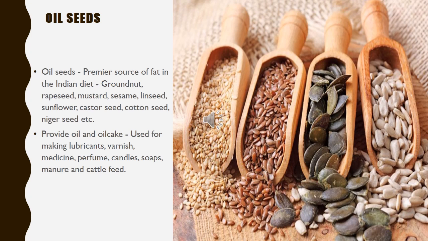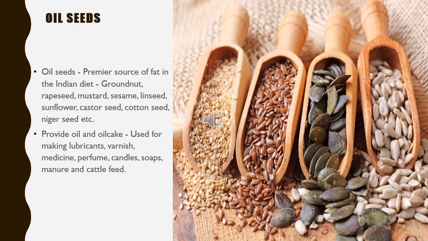So these provide oil and oil cake used for making lubricants, varnish, medicine, perfume, candles, soaps, manure, and cattle feed. Oilseeds are the premier source of fat in the Indian diet.